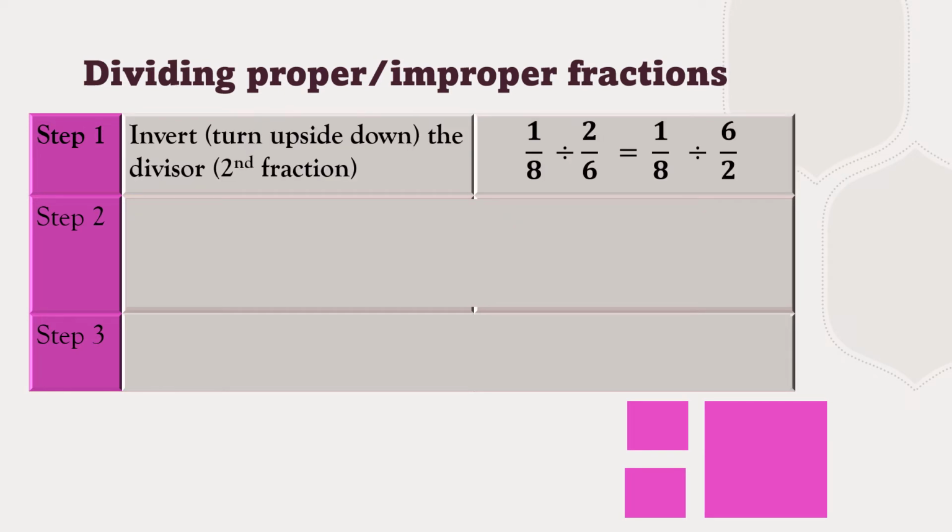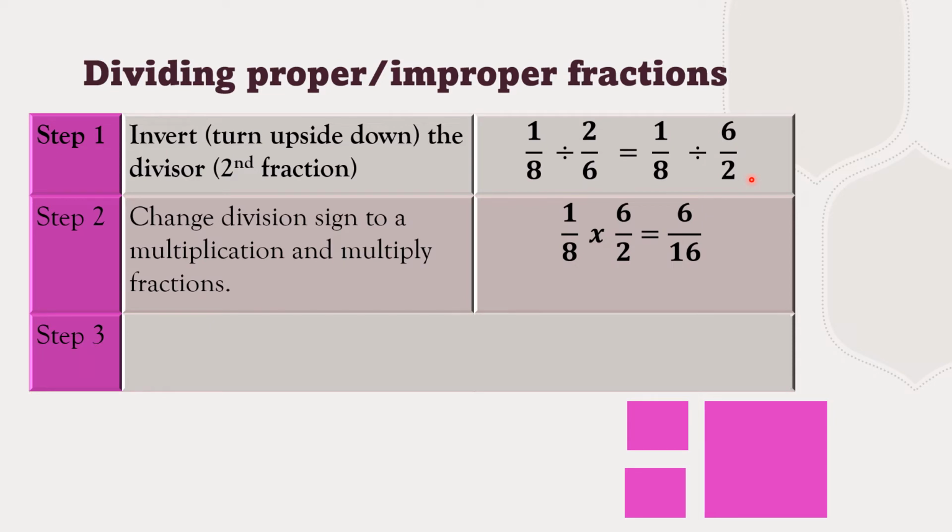Step 1, we have to invert or get the reciprocal by turning upside down the divisor or the second fraction. So for example, we have here 1/8 divided by 2/6. 1/8 will stay the same, and then the 2/6 will be turned upside down to get its reciprocal. So the reciprocal of this will be 6/2.